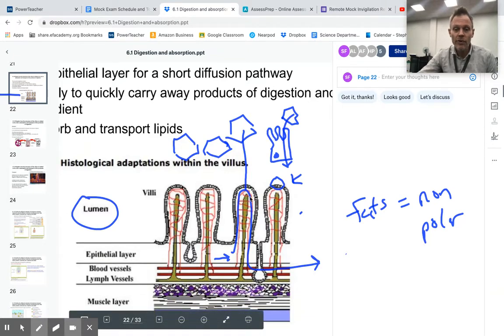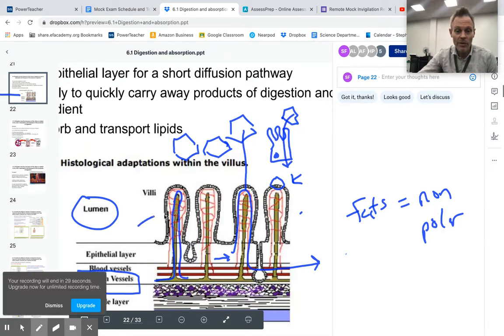So they have to travel in the lymph system. And they travel in lymph vessels. And these lymph vessels branch off up into the villi that you can see here to form this structure called a lacteal. So the lacteal's role is specifically to transport your fats. So those are the four things.